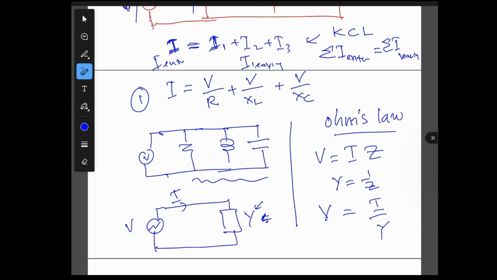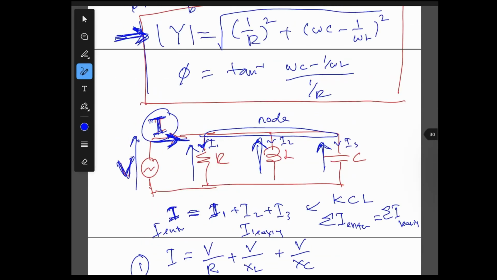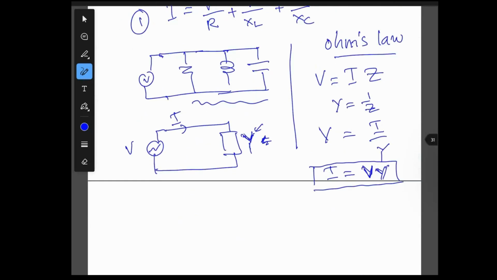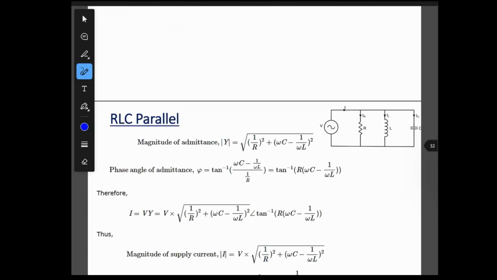Ohm's law says that V equals IZ. We know that Z equals 1 over Y, so V will be equal to I over Y, and I equals V times Y. Y is equal to this formula, so we just use that formula. I equals VY, which is V times Y.